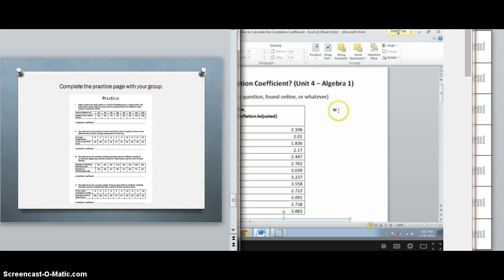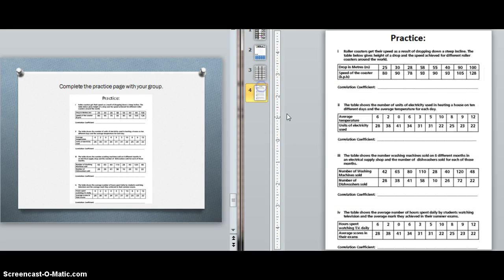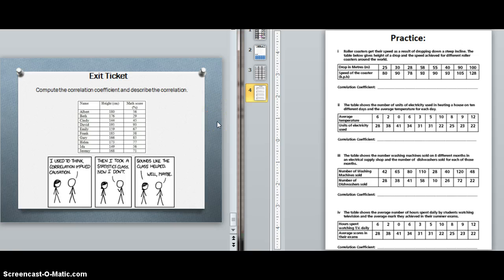And then students are going to go into a kind of practice mode. It's the next page in their worksheet packet. It's also the last page, where they're going to take a couple of different data sets, compute the correlation coefficient, and then figure out what type of correlation we have as a result of that. And then once they've got that down, as you see students wrapping that up, you can put the exit ticket on the board, which is just another example where we're seeing if there's a correlation between students' height and their math score.